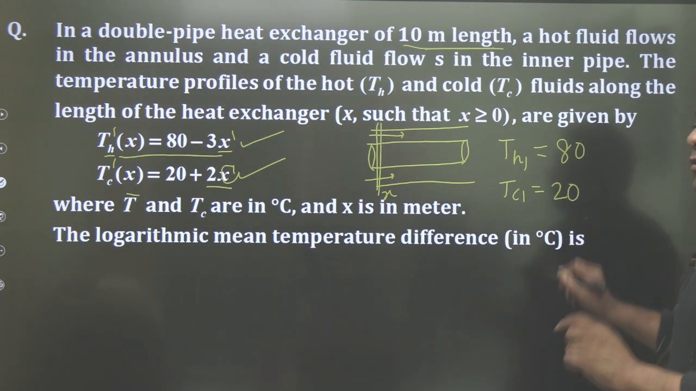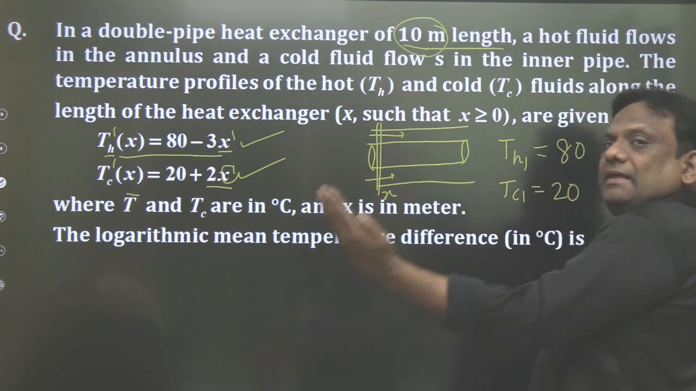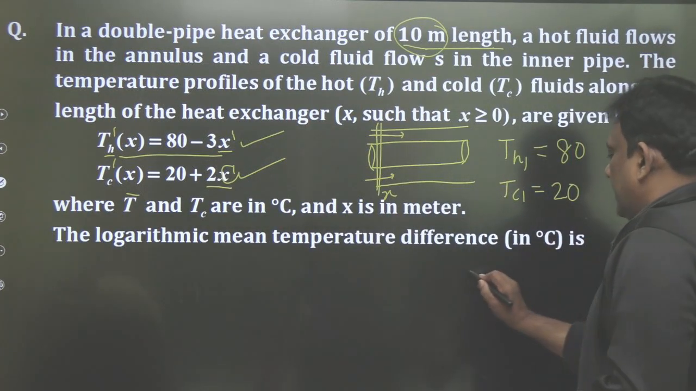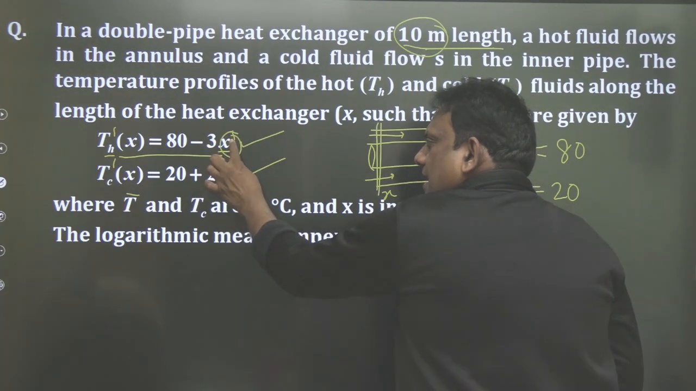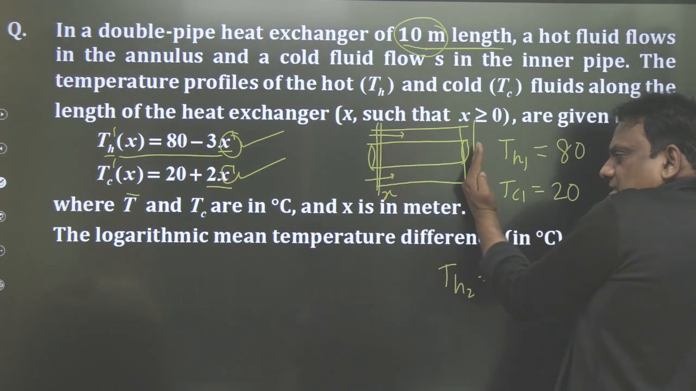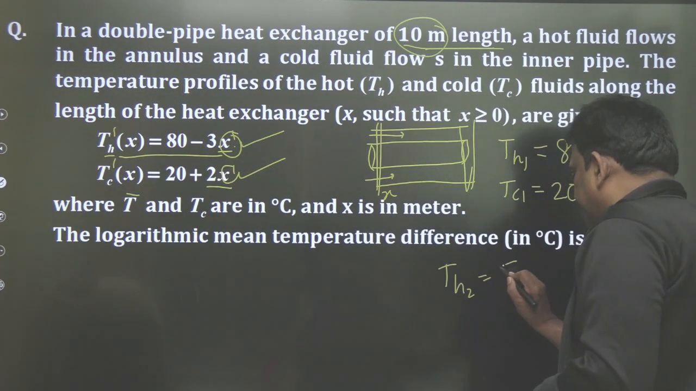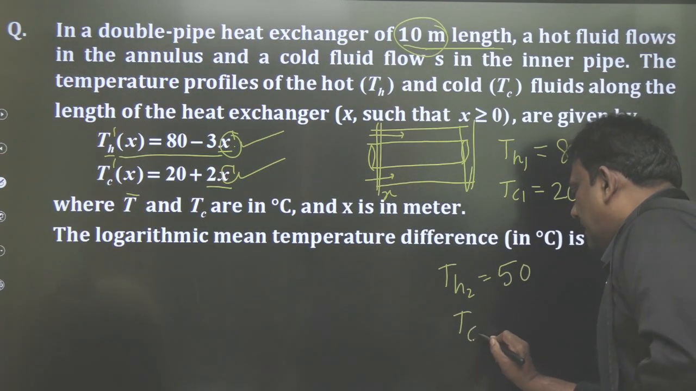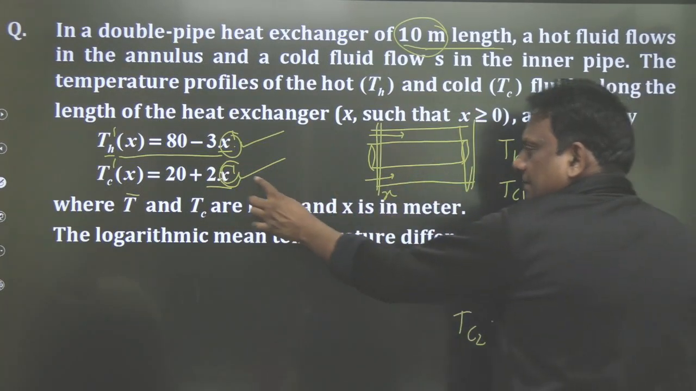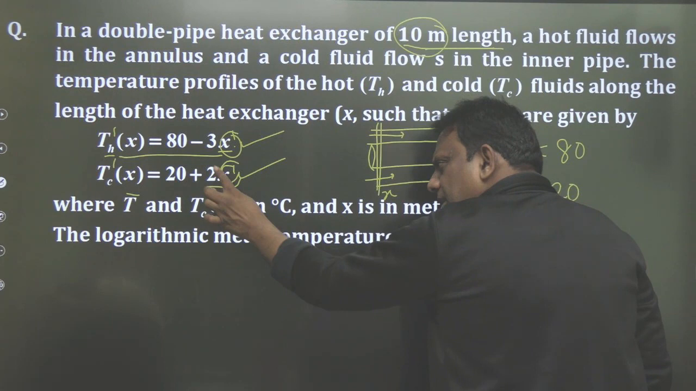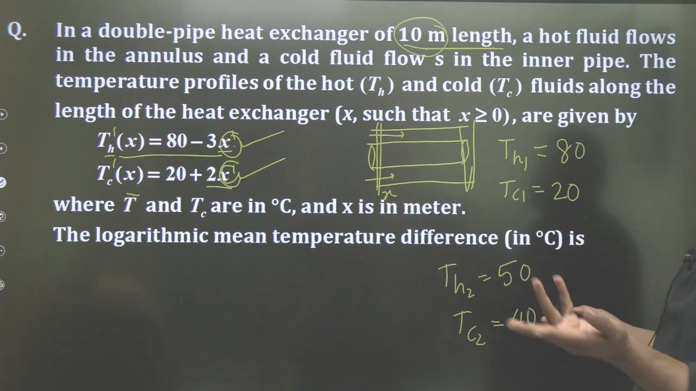And what is the length of the tube? The length of the tube is 10 meter. So let us calculate at the exit. At the exit, the hot fluid temperature TH2, X is 10 at the exit. When it is 10, 10 into 3 is 30, 80 minus 30 is 50. Similarly, the cold fluid exit temperature: X is 10 at the exit, 10 into 2 is 20, 20 plus 20 is 40. That's it. Now it is a routine problem.